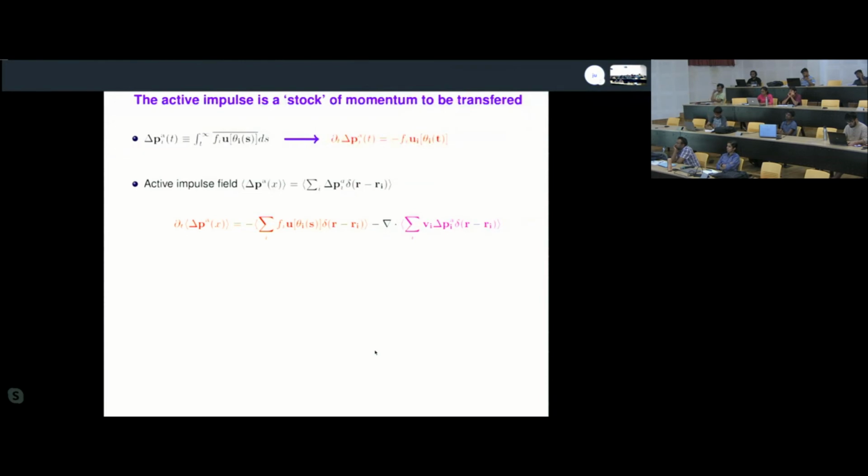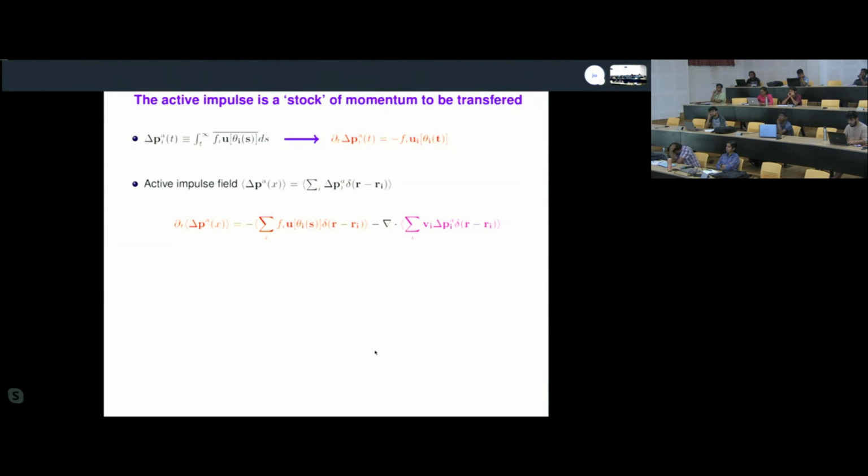dt of delta pi A is minus the active force. So this will lead to the first term in the right-hand side of the equation at the bottom. The time variation of the active force field locally is minus the force density exerted locally. And then there is a second term on the right, which is minus the divergence of the flux. There is a flux. A flux of what? A flux of active impulse.